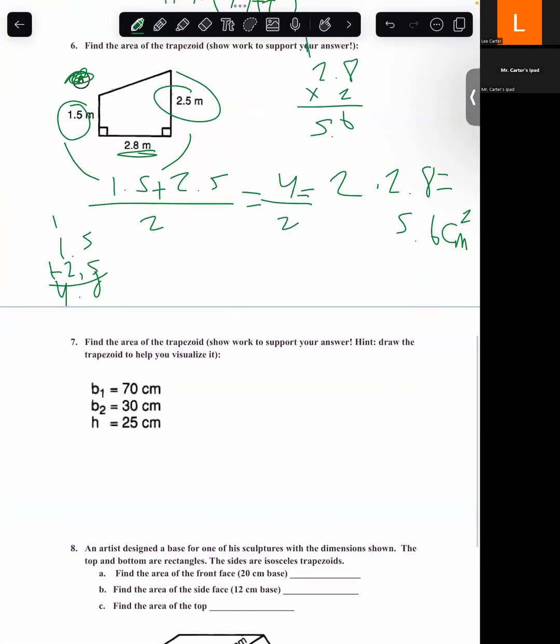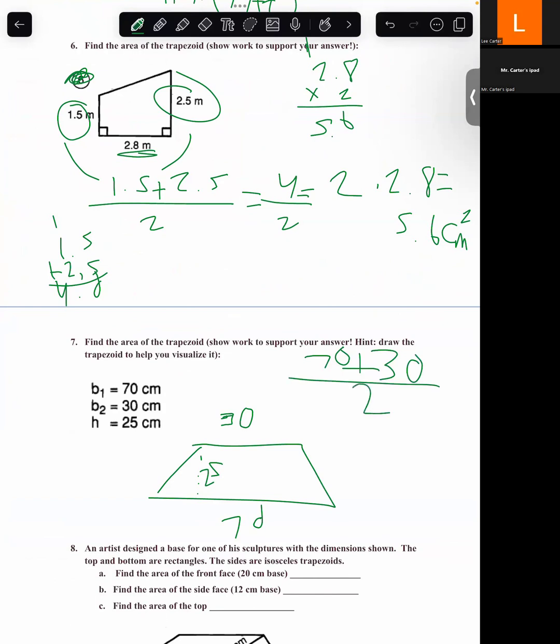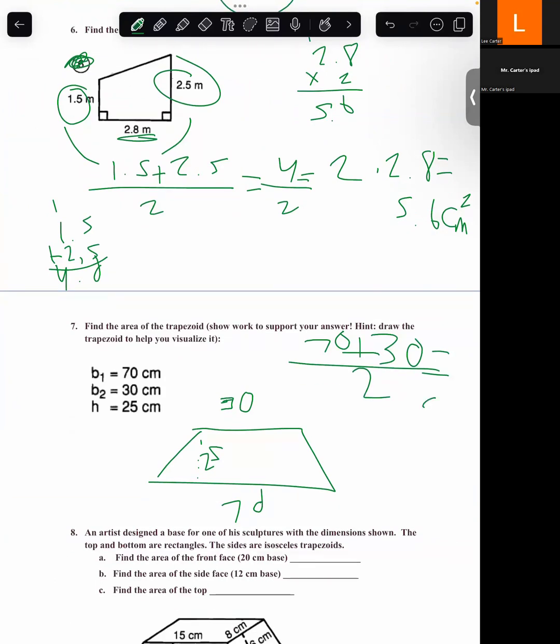Okay. All right, number 7. Find the area of the trapezoid. All right, so you probably should draw it. All right, so here's the height, 25. This one's 30. That one's 70, not to scale. So you add them up and divide by 2. You're averaging the two bases. All right, so that's 100 divided by 2, which is 50. So now we do 50 times the height, which is 25. So 25 times 50. That's 25. That's 10. That's 12. Okay, so then that's going to be 1,250.